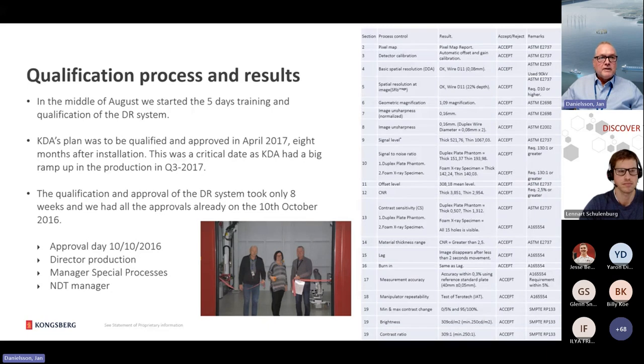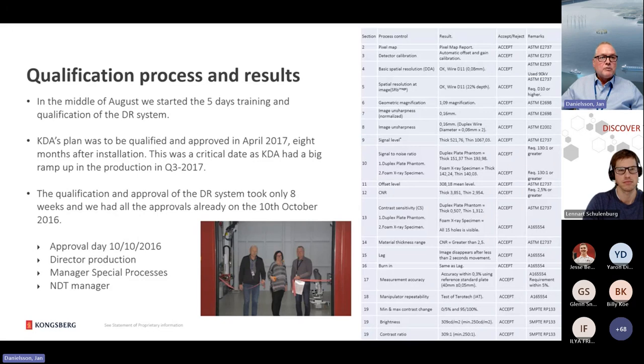Here is the qualification process and the results. In the middle of August, you can see that we started the 5-day training and qualification of the DR system. There were a total of 24 requirements to go through, and we also created a program for 2 parts and tested with a successful result.